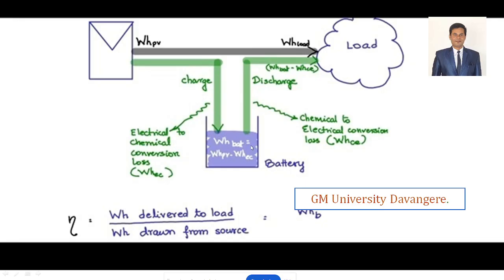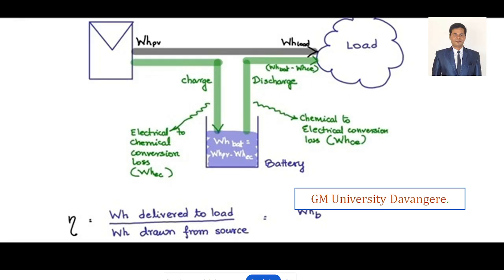Here WH battery is equal to WHPV minus WHEC, where again during the conversion from the electrical to the loads, we have WH load equal to WH battery minus WHC. That is the total battery minus again the chemical to electrical conversion you have to subtract. So that much energy is being given to the load. That is what the losses are. You can notice there are losses during the conversions.